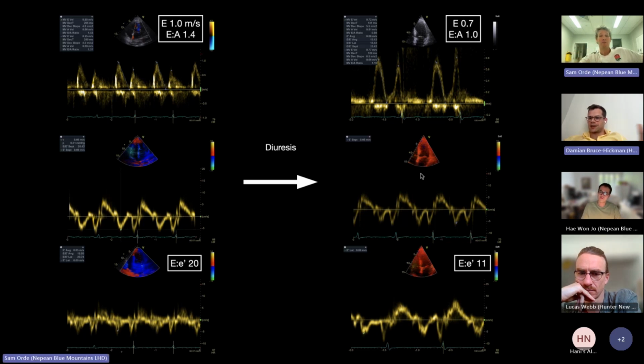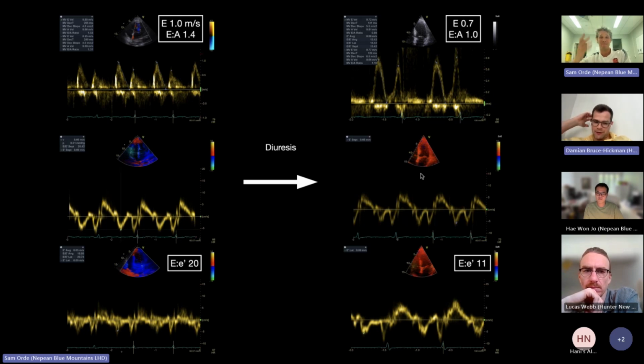We know that because the tissue Doppler is less load dependent. It's the flows, the actual blood flow, that is super load dependent. That was the whole thing that was great about tissue Doppler, right? It's meant to be a good marker for systolic function as well as diastolic dysfunction because it's less load dependent.